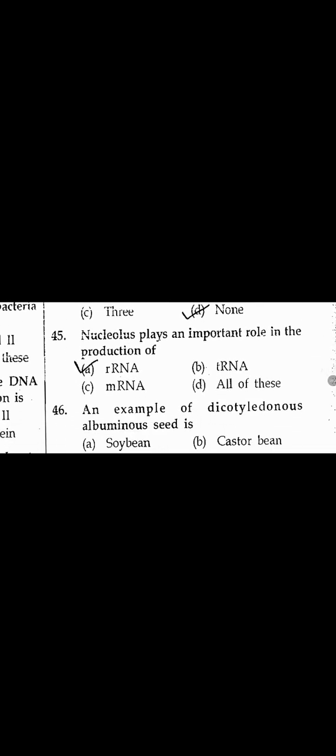Question number 45. The nucleolus plays an important role in the production of the rRNA. Question number 46. An example of the dicotyledonous albuminous seed is soya bean. Yes, dicotyledonous albuminous seed is soya bean.